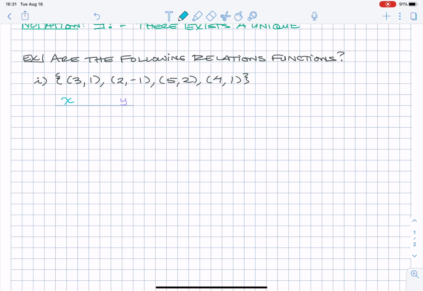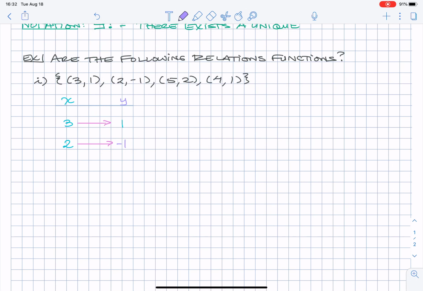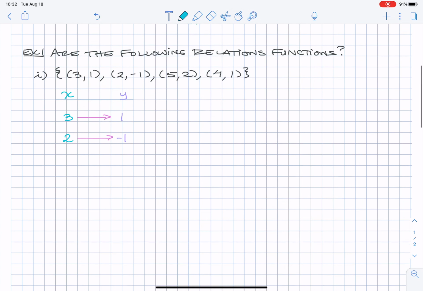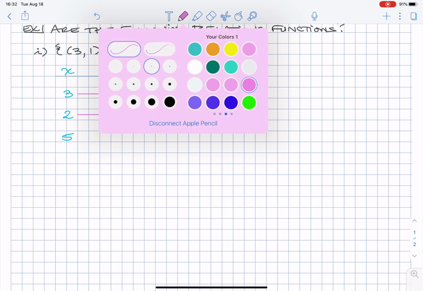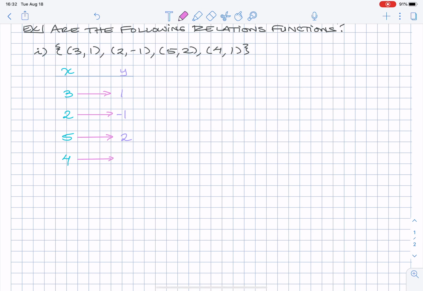Okay, so the first x I have is 3. And 3 maps to, what does it map to? Maps to 1. Okay. The next x I have is 2. And that 2 maps to -1. Agreed? Oops, that should have been a 1 there in purple. Let me write that in purple. The next x value I have is 5, and that is associated with the y value 2. And finally, the last x value I have is 4, and that gets sent to the y value of 1.